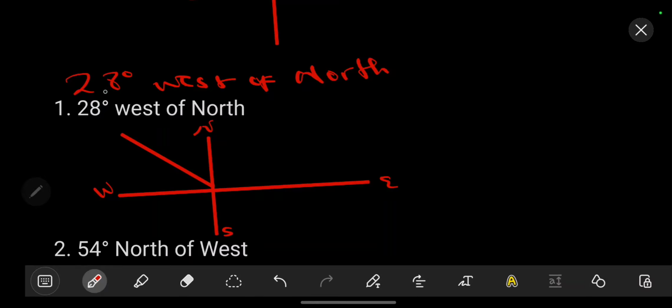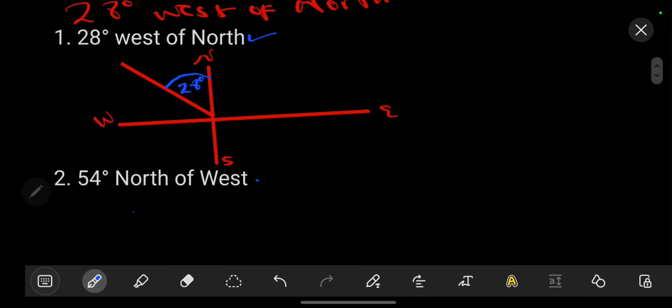Now how do you identify where the 28 is? For you, the last side mentioned is where you are beginning from. So when we say west of north, it means begin from north and go until you meet the line. So that means your 28 degrees is here.